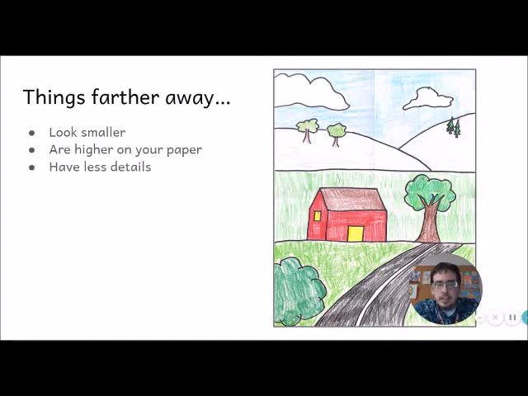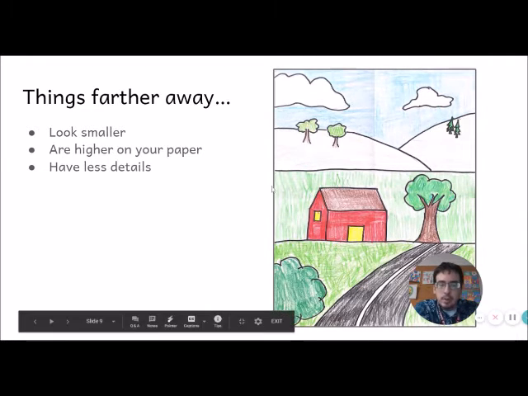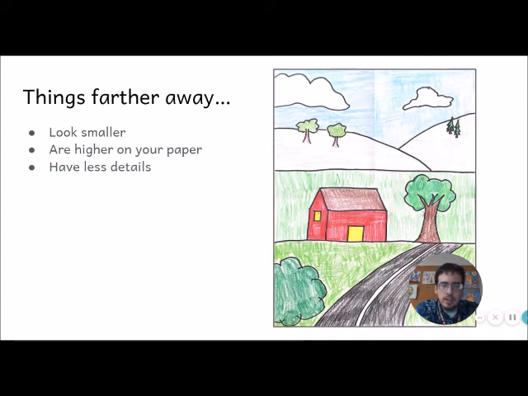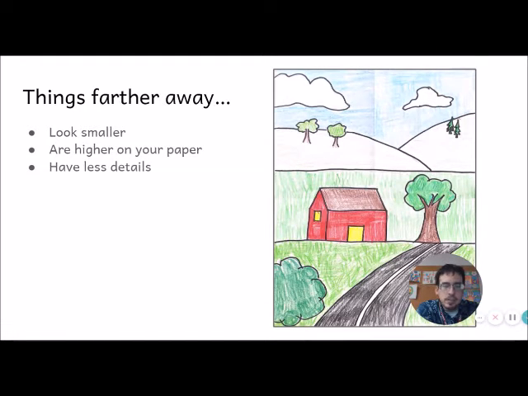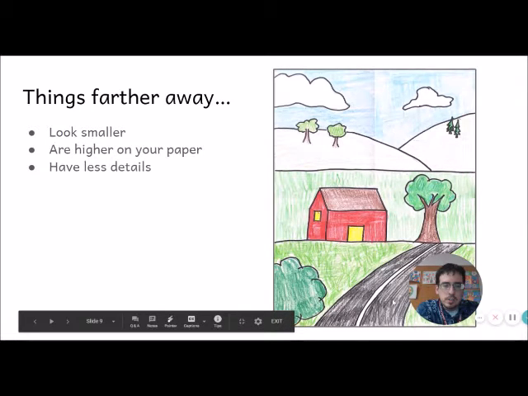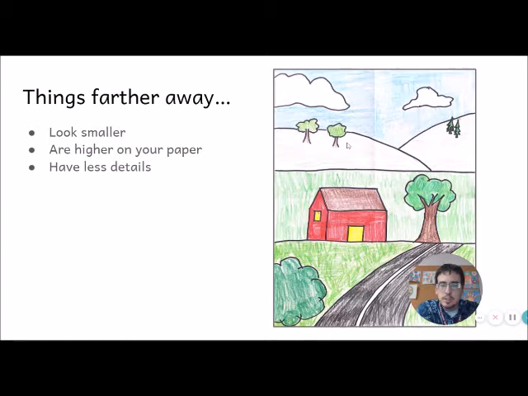So here's a couple easy tricks to make things look farther away when you're drawing. Things farther away will look smaller. So back here in the background, these trees might really be the same size as this tree, but they look a lot smaller because they're far away. And these trees are probably even farther away because they look smaller. Things that are farther away are higher on the paper too. So these ones are the highest on the paper, so they're farther away than everything else. And they have less details. Like on this tree, you can see branches. You can see the road is up super close, but then as you get farther away, they're smaller, they're higher, and they have fewer details.